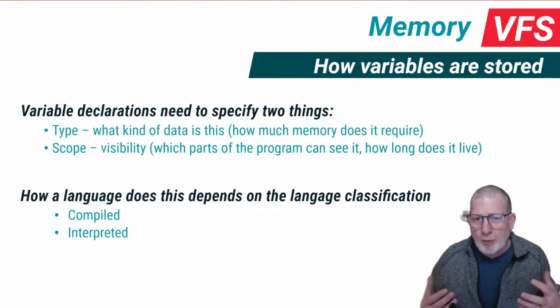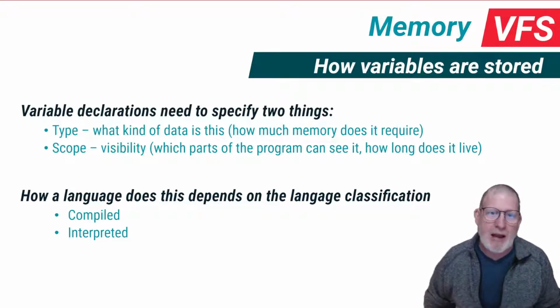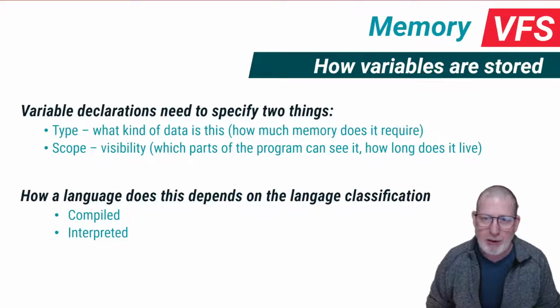So we use variables to allocate memory and to manage memory in our programs. And variables need two things: a type and a scope. Type is how big is it? What kind of thing is it? And scope is visibility. Where do I allocate and deallocate this thing?